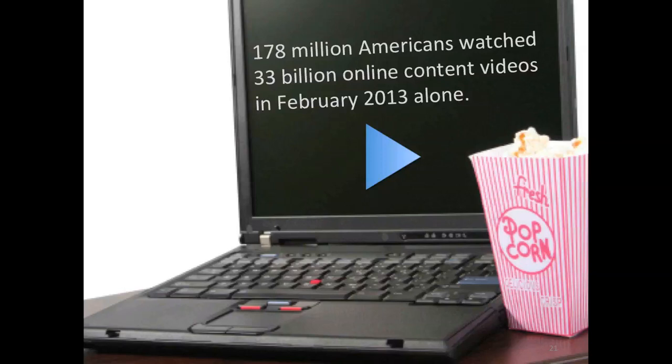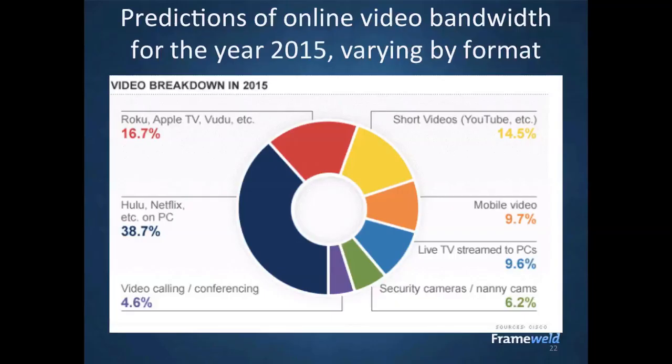In February of this year, the digital monitoring firm ComScore released its online video rankings, noting that 178 million Americans watched 33 billion online videos. Here we have a pie chart of the predictions of online video bandwidth for 2015. You can see a large portion of this chart is for on-demand video that previously aired on television.